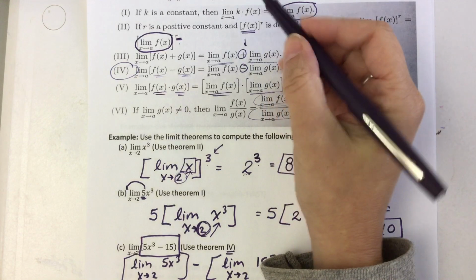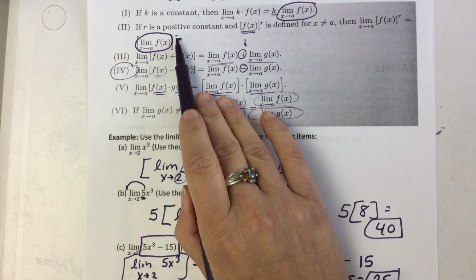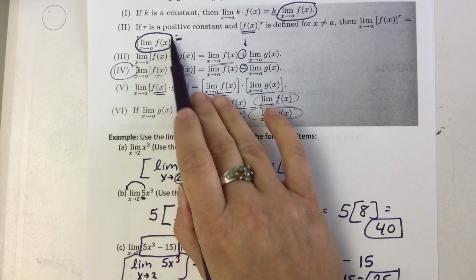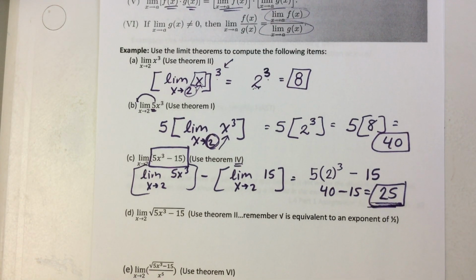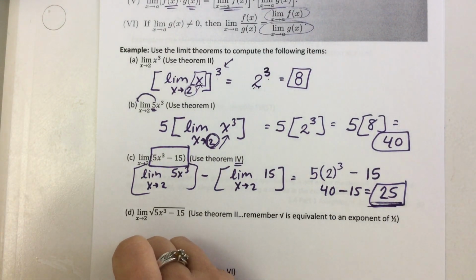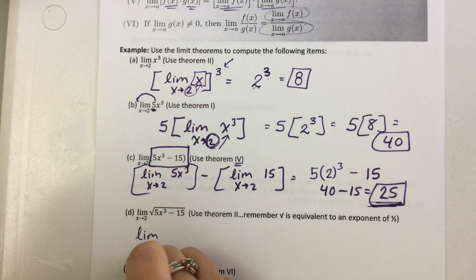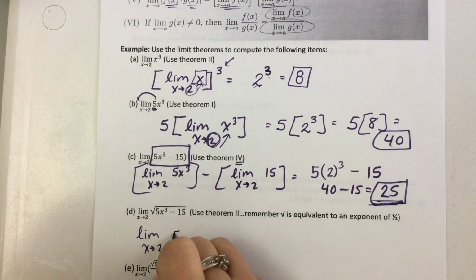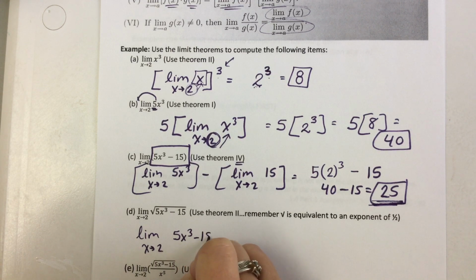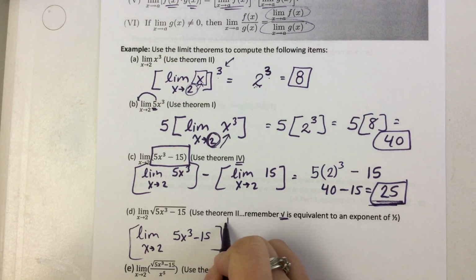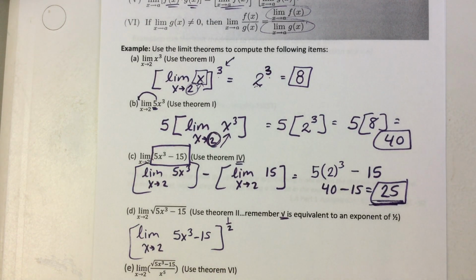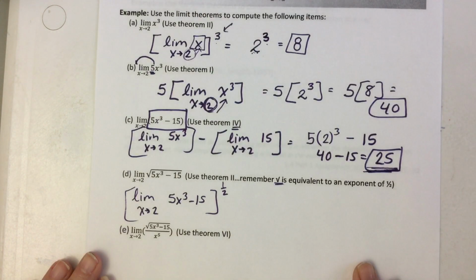Okay, use theorem 2. Theorem 2 says that if you have an exponent, you can find the limit first and deal with the exponent later. That's what I'm going to do. That means this is really the limit as x approaches 2 of 5x cubed minus 15, all raised to a power. Remember, a square root is equivalent to an exponent of 1/2, so I can think of that as an exponent instead.